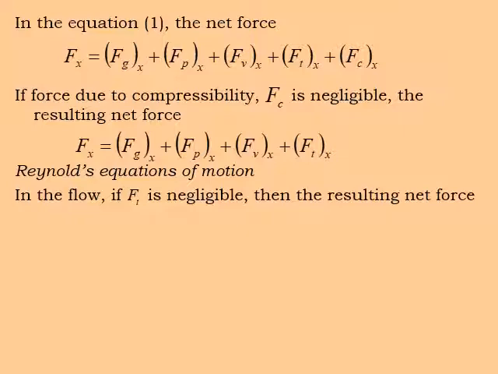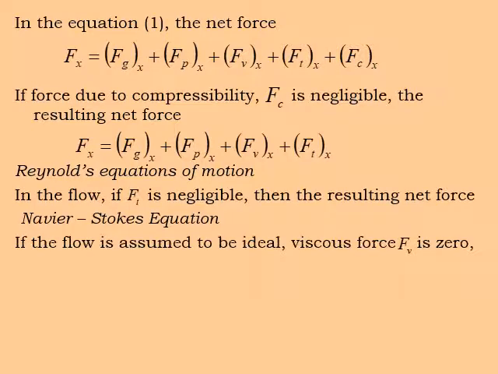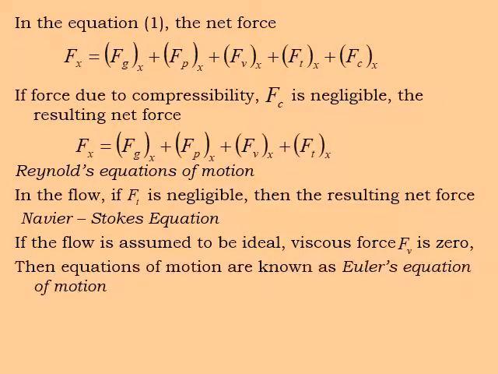In the flow, if F of t, the force due to turbulence, is negligible, then the resulting net force is called the Navier-Stokes equation. If the flow is assumed to be ideal, then the viscous force F of v is 0. Then the equation of motion is known as Euler's equation of motion. In case it is an ideal fluid, there is no viscous force on the fluid element, and such an equation is called Euler's equation of motion.